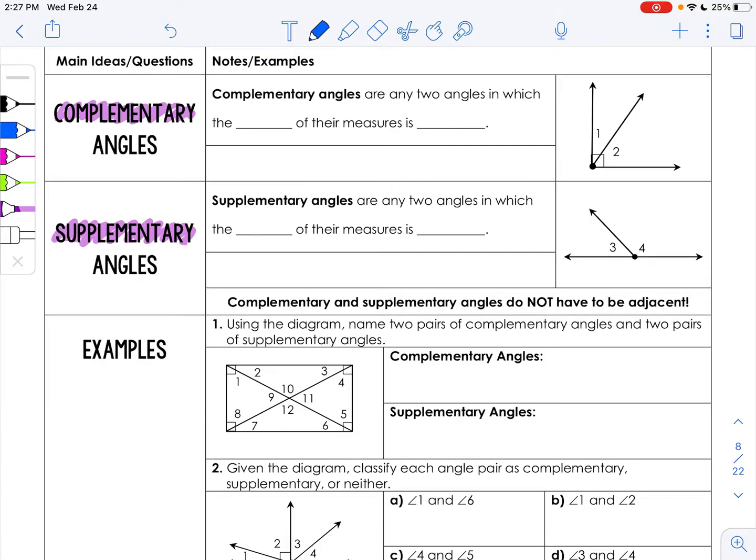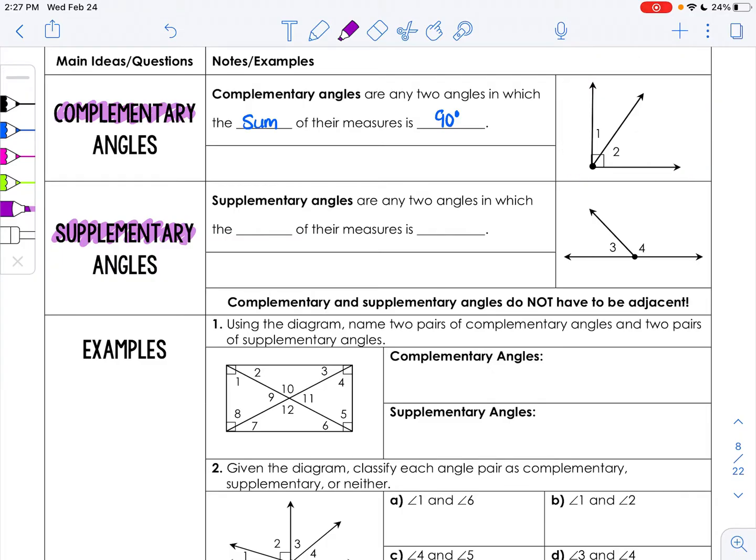Complementary angles are any two angles in which the sum, remember that means addition, of their measurements is 90 degrees. So if you were to add together the two angle measures, it should equal 90 degrees. You can see that illustrated in the picture on the right.